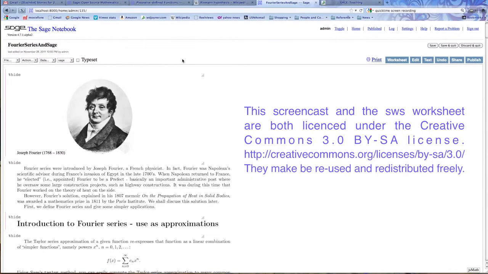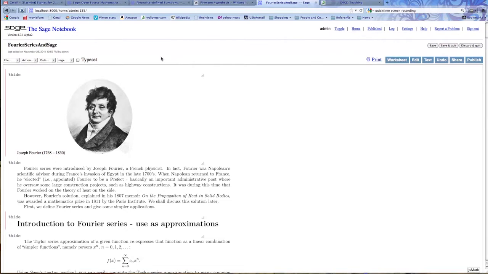This is David Joyner. I'm a professor of mathematics in the U.S. Naval Academy, and I'm going to show you how to use Sage to do some computations with Fourier Series.